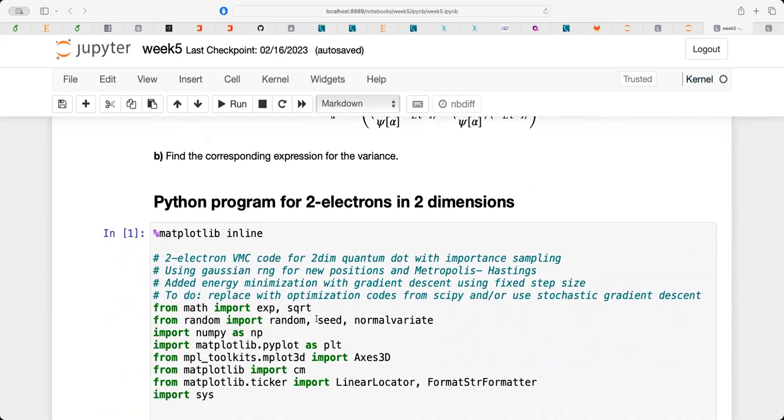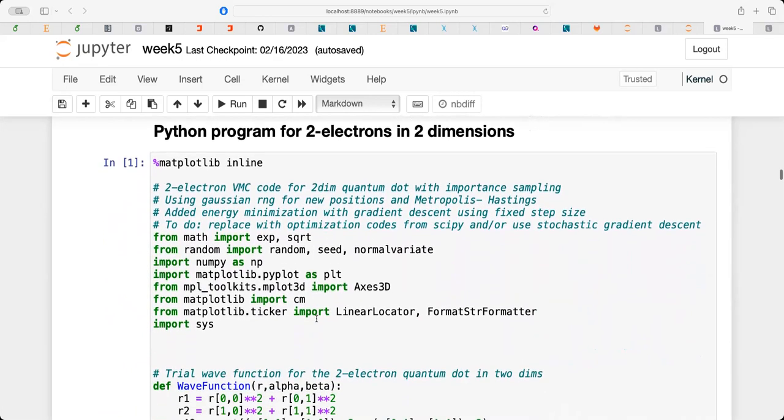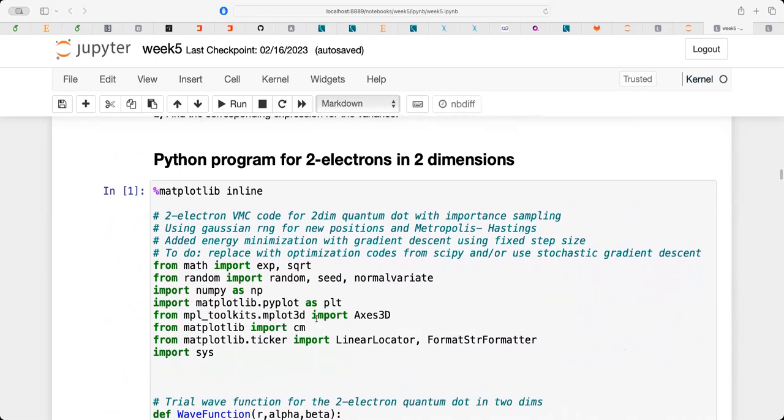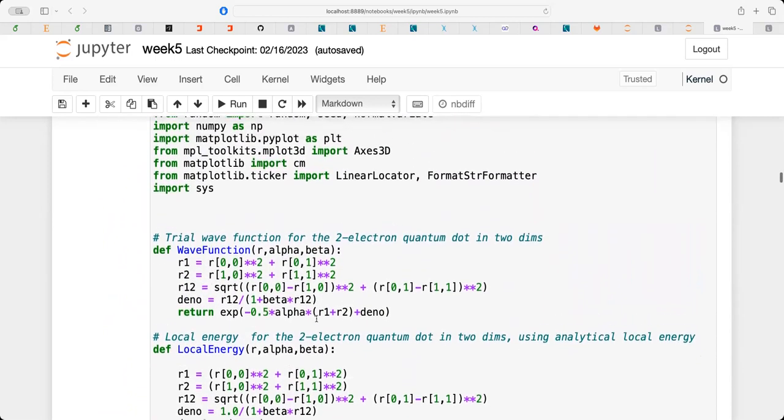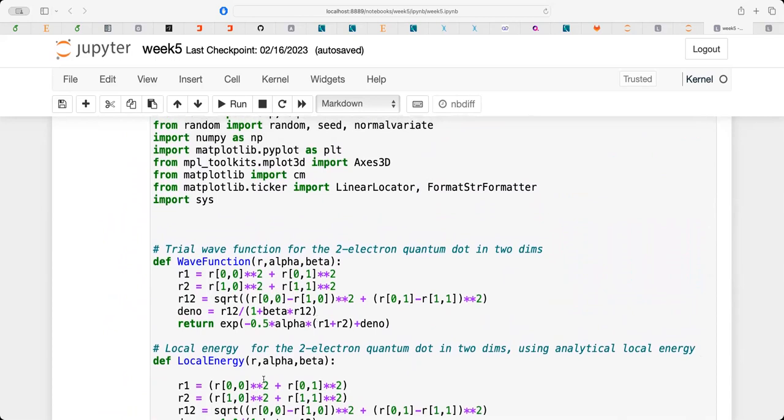Now, if you look at the program here, this is now an implementation of this for this 2-electron case in 2 dimensions, where I have a trial wave function. And let me just go back to the Jupyter notebook. No, the whiteboard, sorry. So let me just do that.